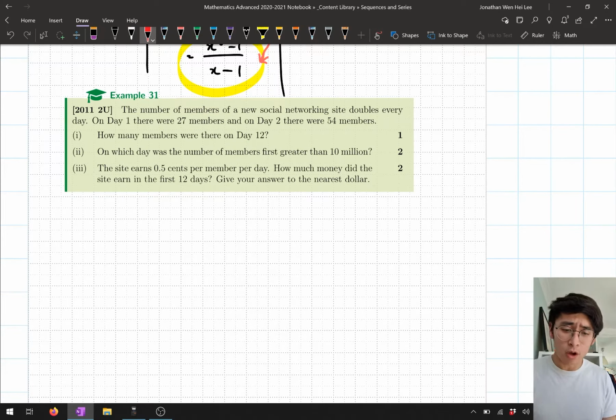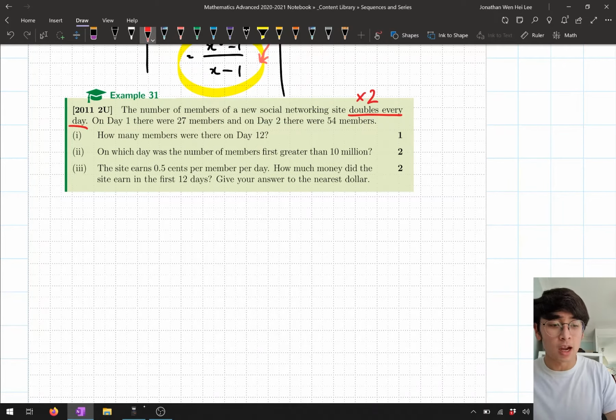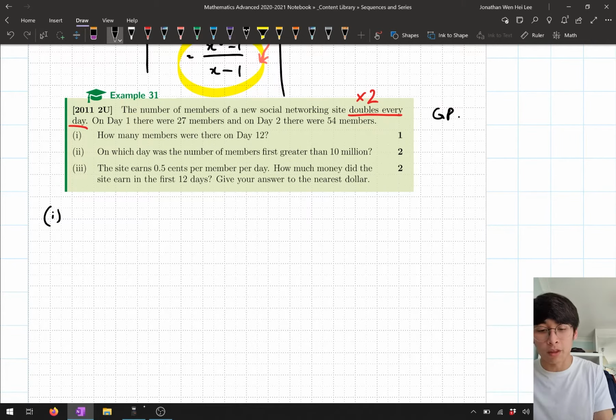Well, the phrase that indicates to me that we are dealing with a geometric progression is this part here, doubling every day. When we double something, that means we're timesing by two, and so that is a common ratio. We're multiplying each time. So this question has to deal with a geometric progression. So we're dealing with a GP here. Let's have a look at the questions and what they're asking.